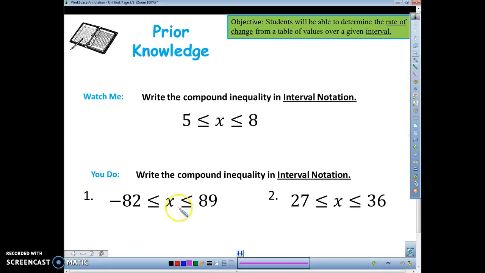So these two in interval notation would be negative 82, comma 89, and I have brackets on the ends. Same thing here, 27, comma 36, and since I have an equal to sign on the bottom of that inequality and an equal to sign here, it's just saying x lives between 27 and 36, and it could be those values.